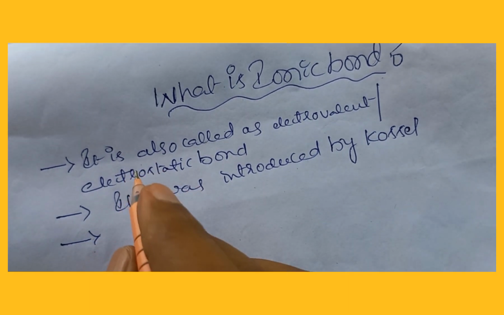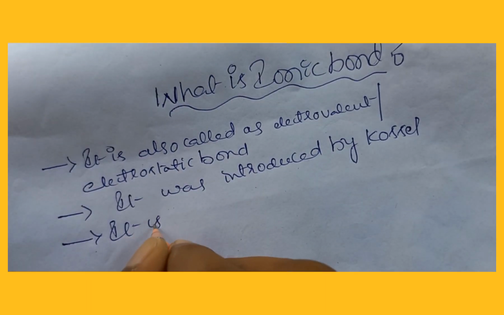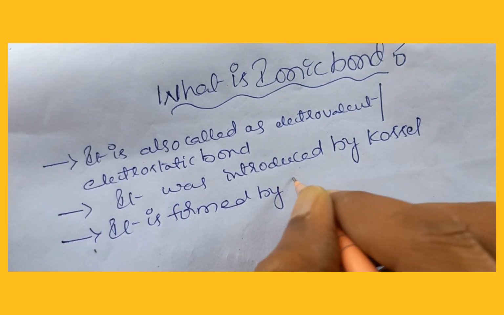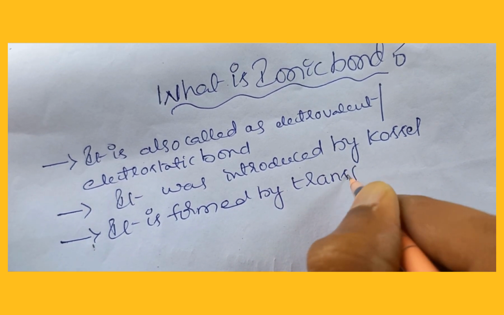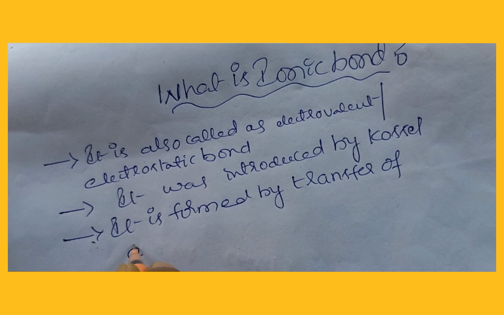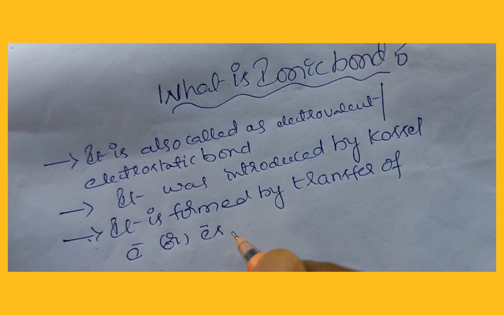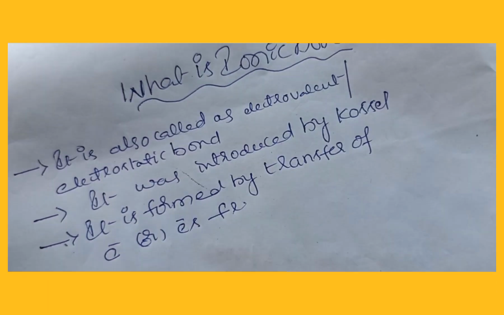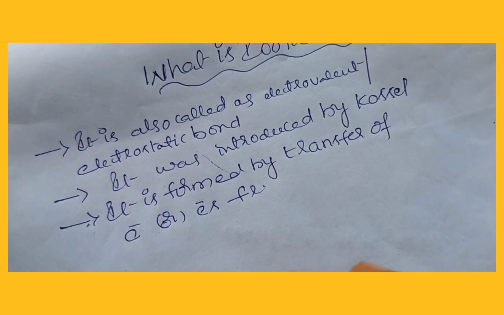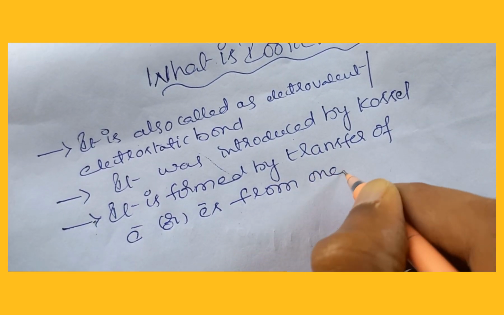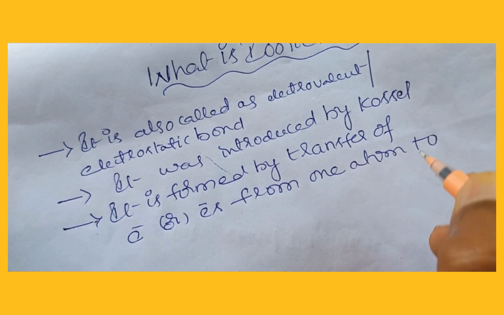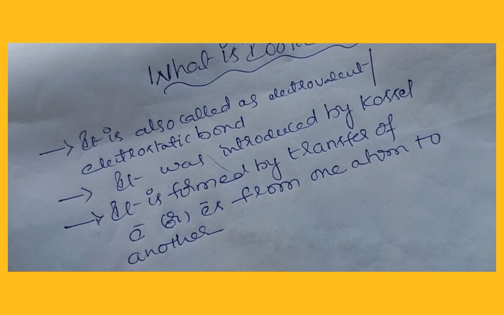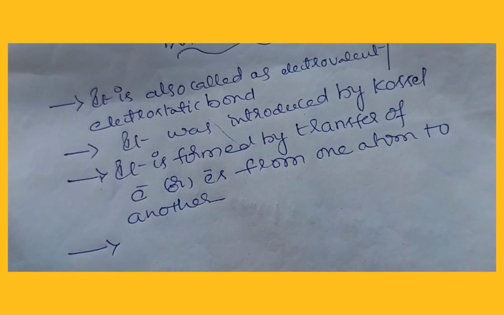Generally, ionic bond is formed by the transfer of electron or electrons from one atom to another. But one atom must be a metal, and another one is a non-metal.